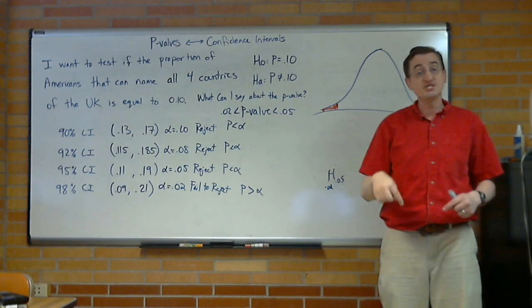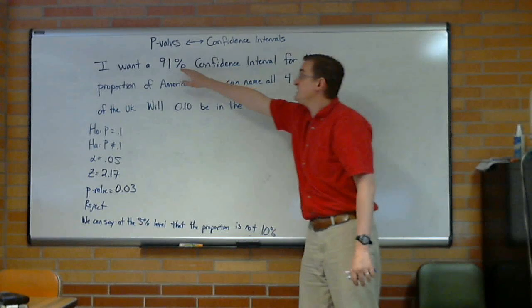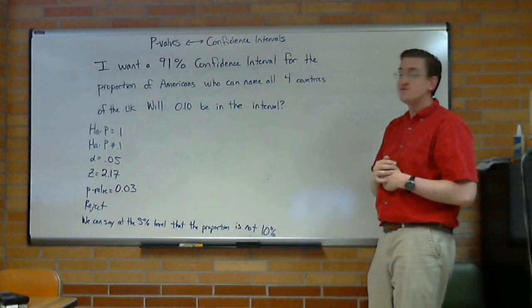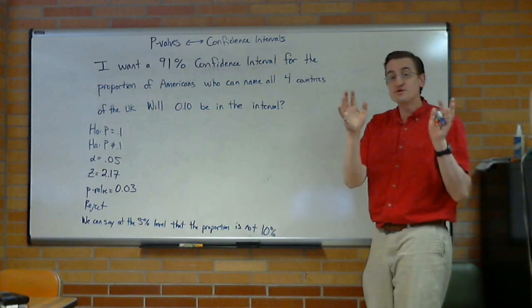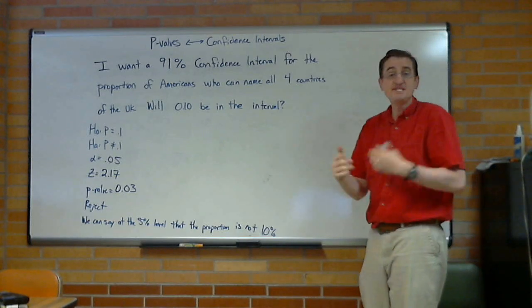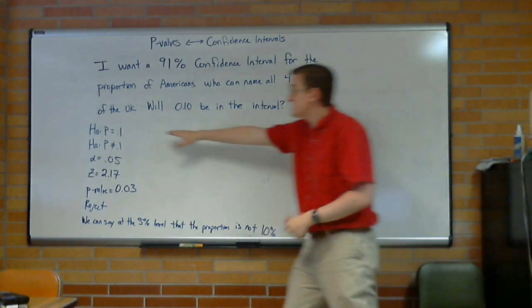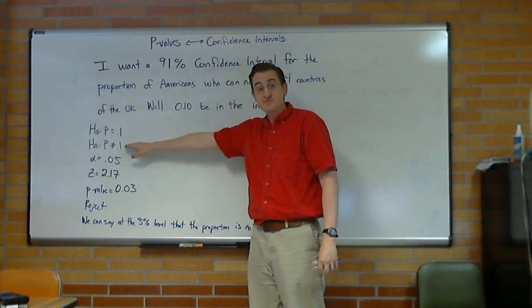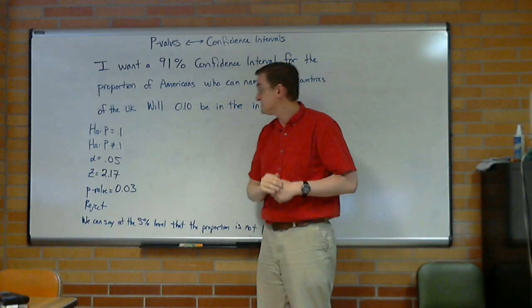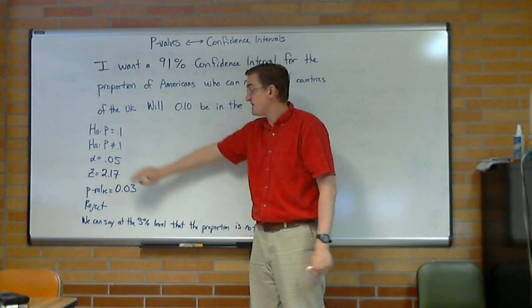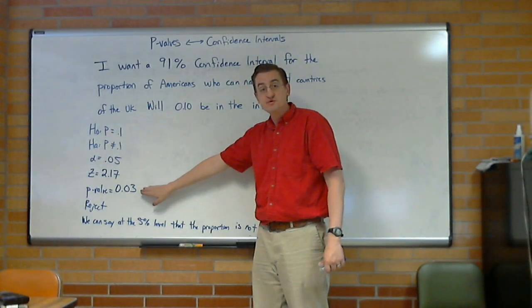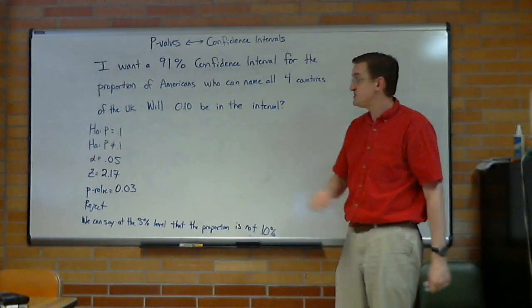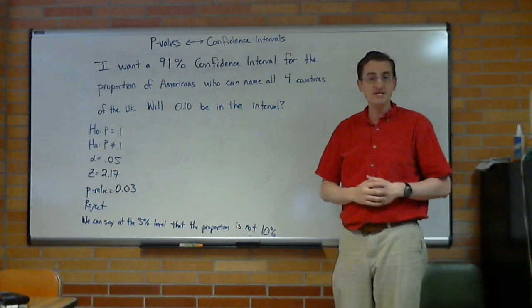Let's try going the other direction. My goal now is to make a 91% confidence interval for the proportion of Americans who can name all 4 countries within the UK. But instead of doing the confidence interval, I instead have done a hypothesis test. You'll notice we are testing the 10% with a not equals, which makes this a lot easier. But we used an alpha of 0.05 and our p-value was 0.03. Can I use this information to tell me whether 10% will be in the interval?